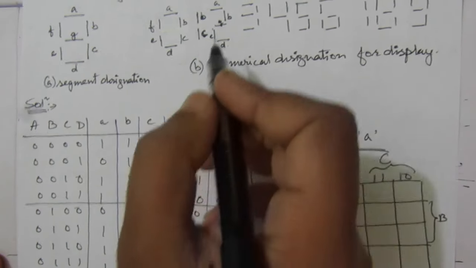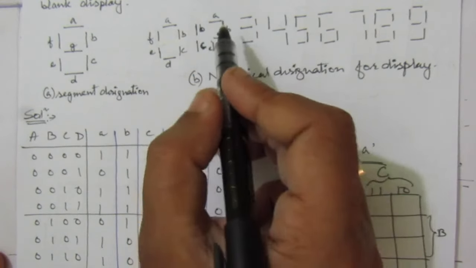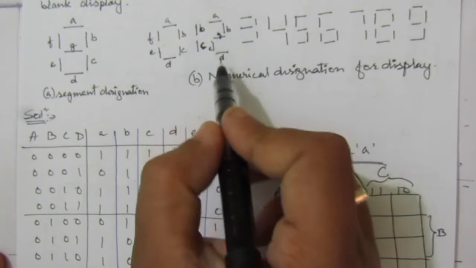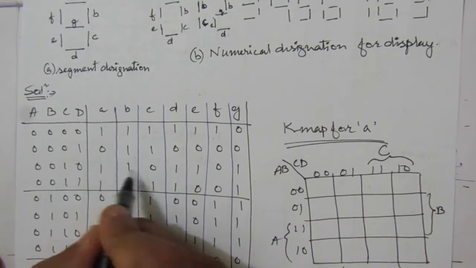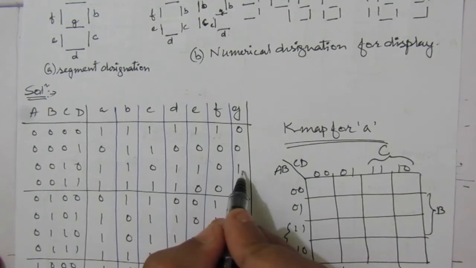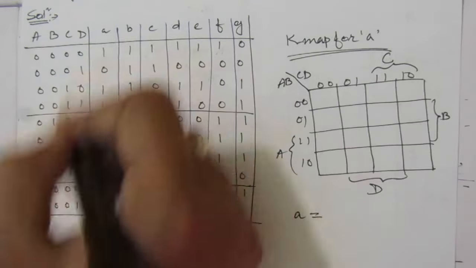And similarly, for the third case, that means number 2, here we can see that A, B, D, E, and Z will be 1. These are 1s, and the remaining two are 0, and similarly for all the other values. So I have made this table.